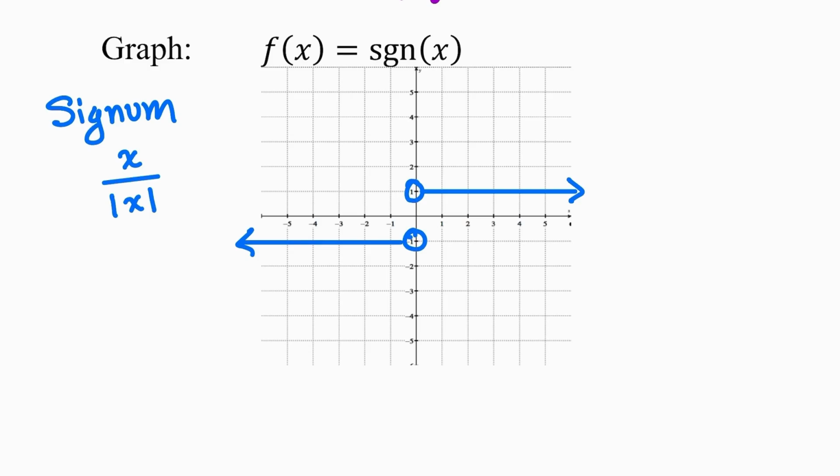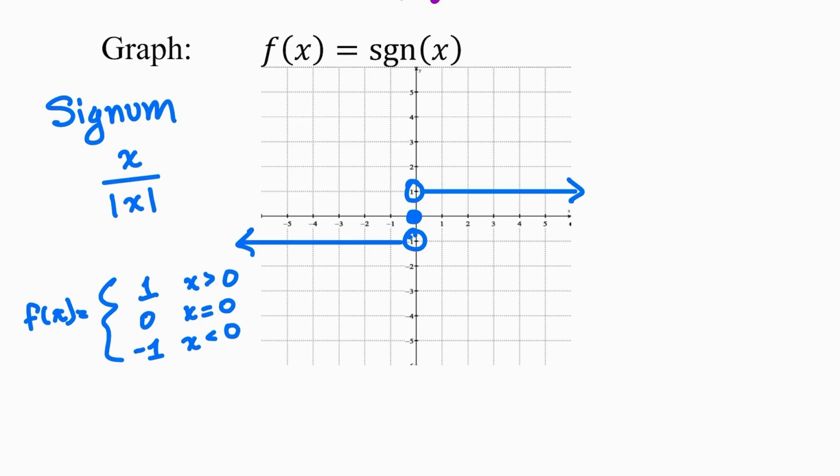Just plug in numbers. So this function, you can break up into a piecewise function. It's 1 when x is positive. It's -1 when x is negative. So if we're talking about x over the absolute value of x, that's the only part of the graph that you have. But signum is different. Signum is actually defined at 0. When x is 0, signum outputs 0. So again, the signum graph is very similar to the graph of x over absolute value of x. However, it's defined at 0. So this is a signum graph.